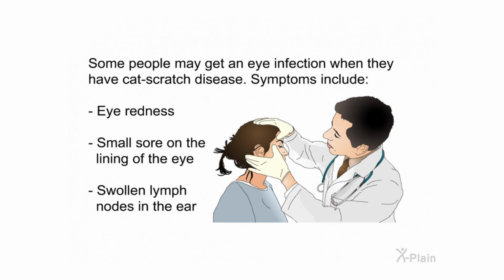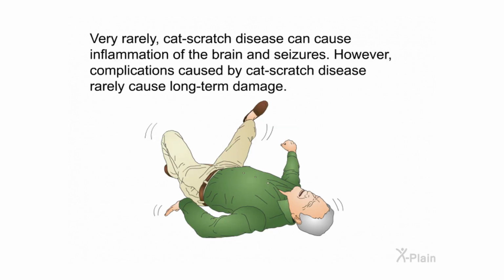Some people may get an eye infection when they have cat scratch disease. Symptoms include eye redness, small sore on the lining of the eye, swollen lymph nodes in the ear. Very rarely, cat scratch disease can cause inflammation of the brain and seizures. However, complications caused by cat scratch disease rarely cause long-term damage.